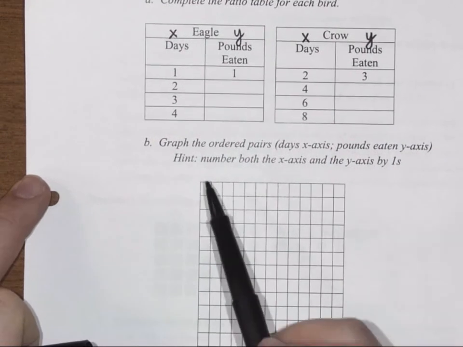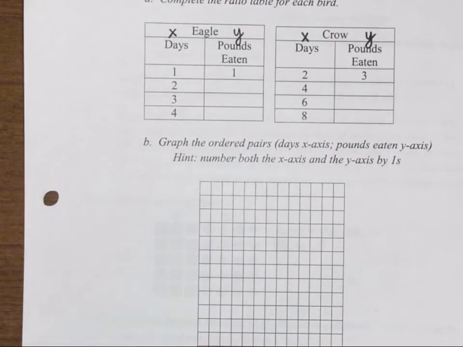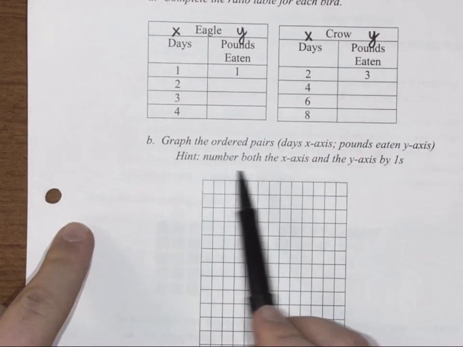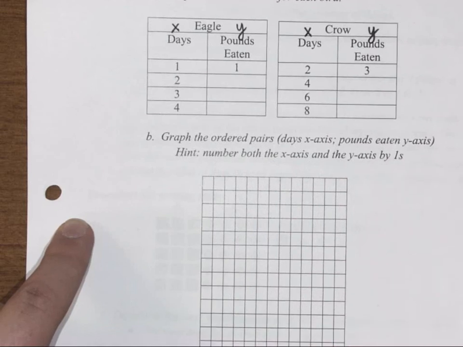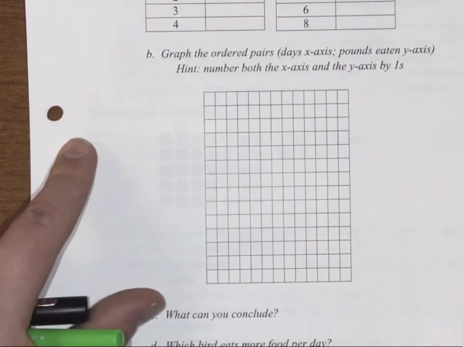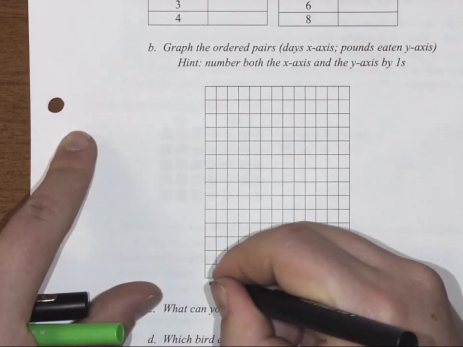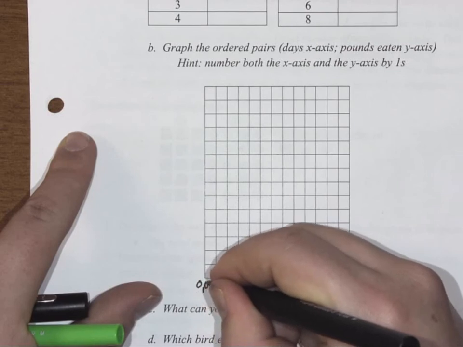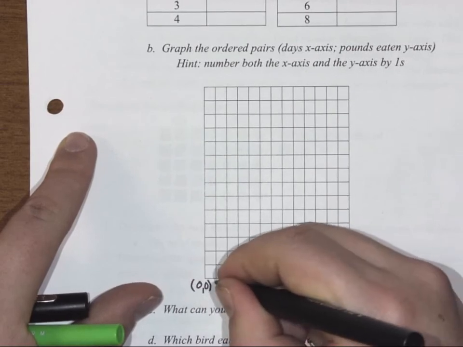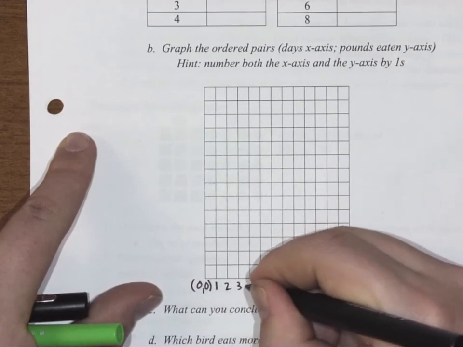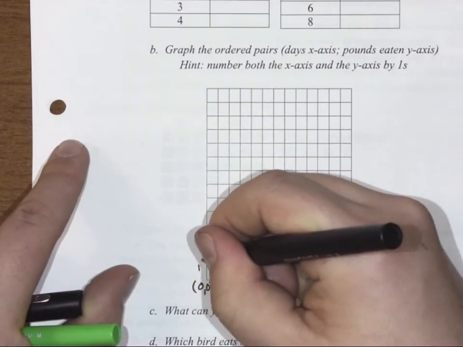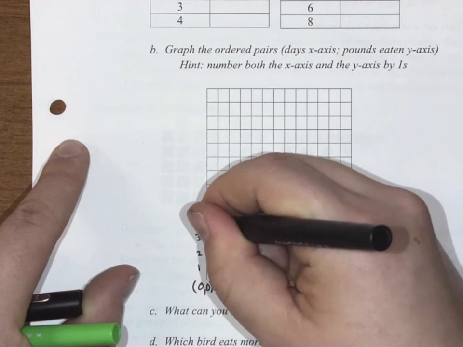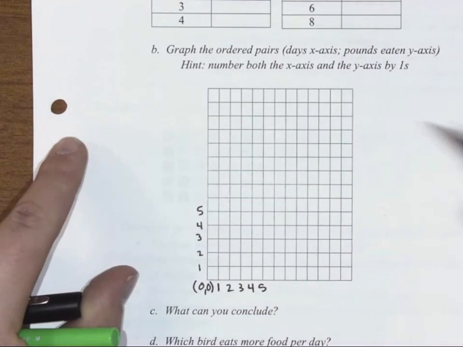Your graph looks plenty big. A suggestion is given down here in section B that you will number both the x-axis and the y-axis by ones. So in this graph, you're going to number this. This is 0, or 0, 0. Okay, this is going to be 1, 2, 3, 4, 5, counting by ones and so on. This will be 1, 2, 3, 4, 5, and so on.